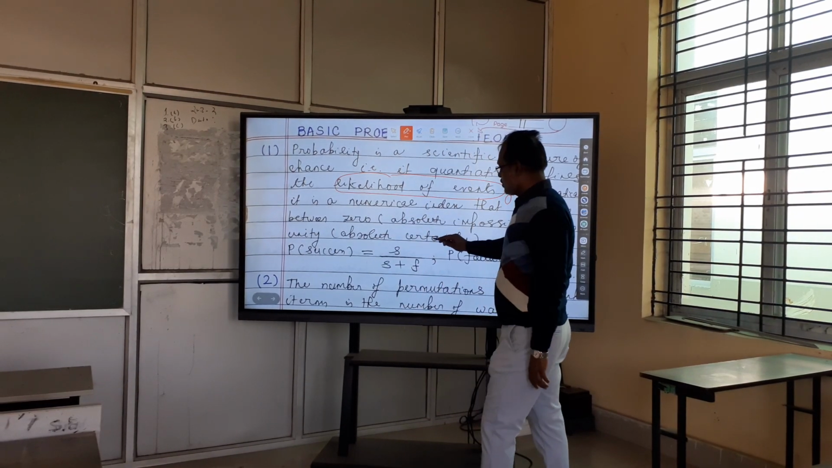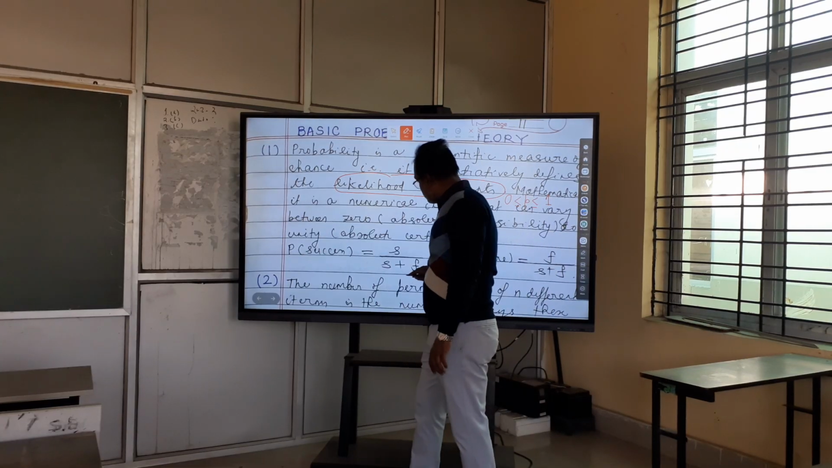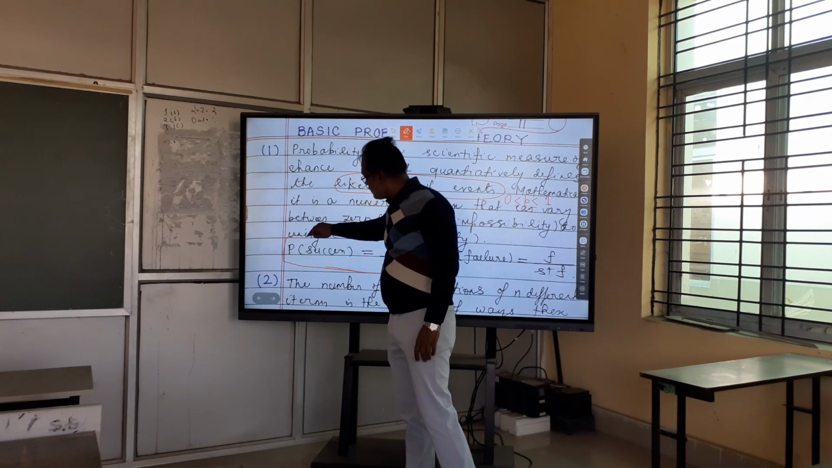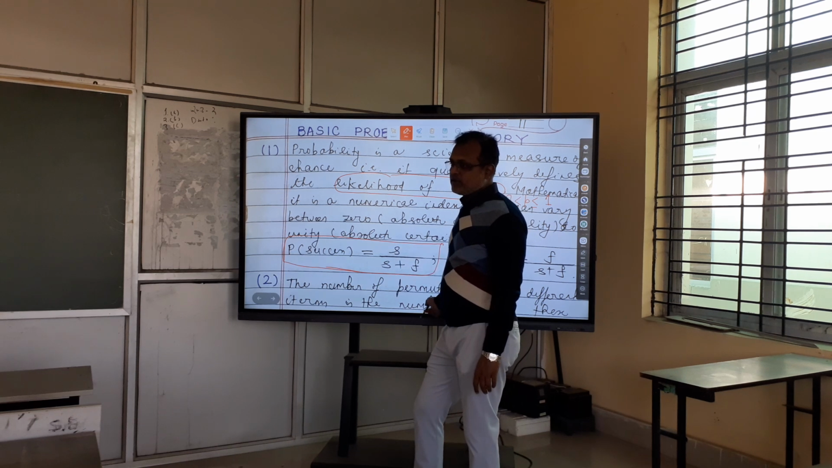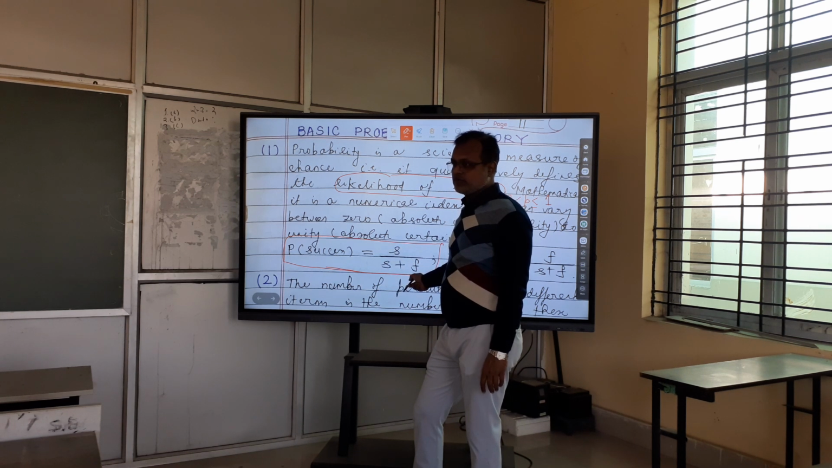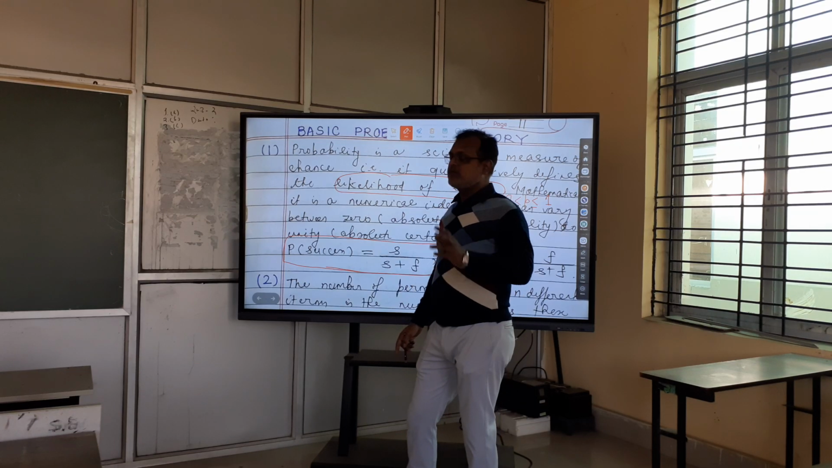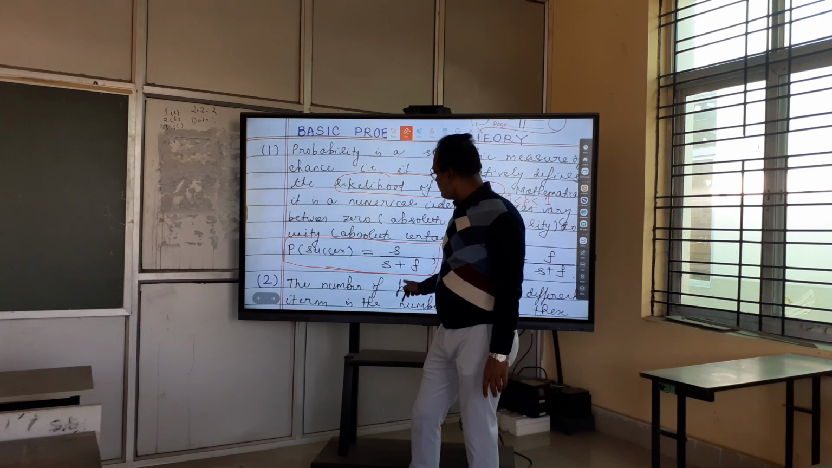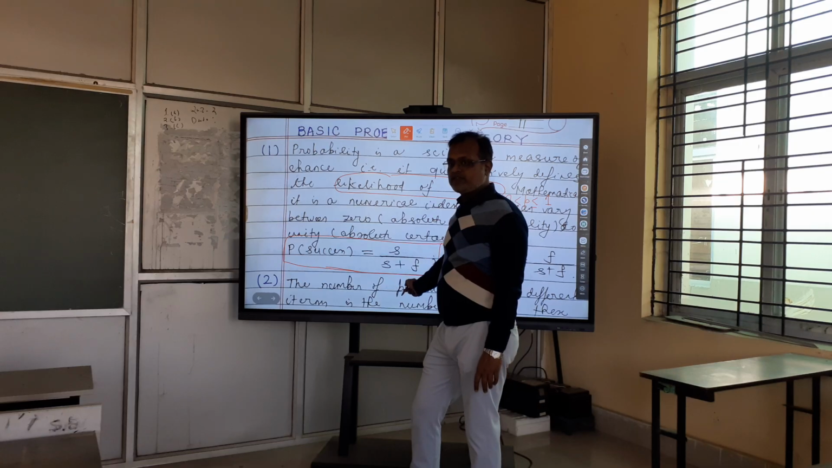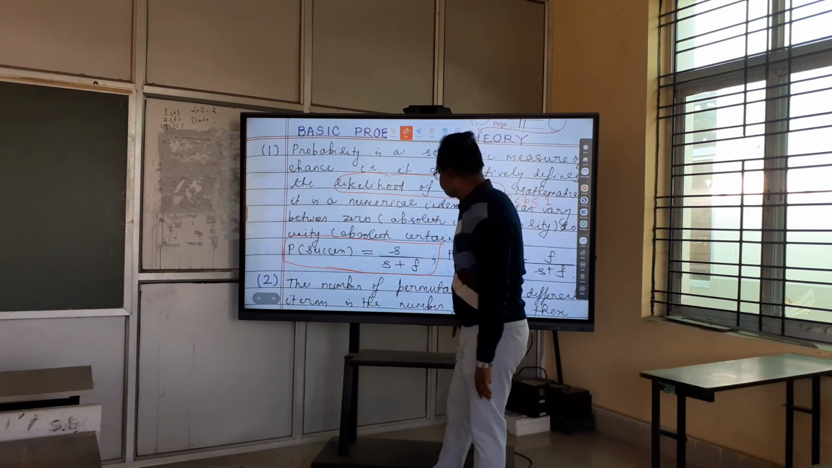So the formula is, write down this: probability of success is given by the number of successful events divided by the number of successes plus the number of failures. For example, your objective is to get a head. So in that case, your success is the number of heads, whereas failure is the number of tails. So number of heads divided by number of heads plus number of tails. Right?